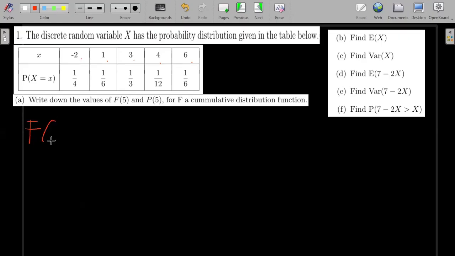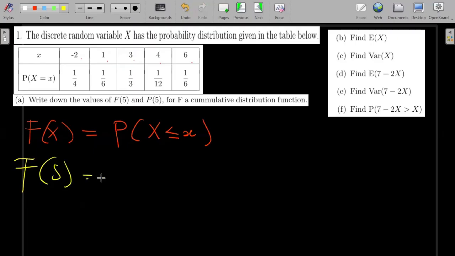Okay, so remember, F(x) is the same as P(X less than or equal to a smaller letter x). This smaller letter x here is the one that represents these numbers on top here. So we're going to write F(5). F(5) will simply be equal to the probability that X is less than or equal to 5. It means we are adding all the probabilities for all the x values that are less than 5. So -2 is less than 5, 1, 3, and 4. So we're going to add the probabilities for these.